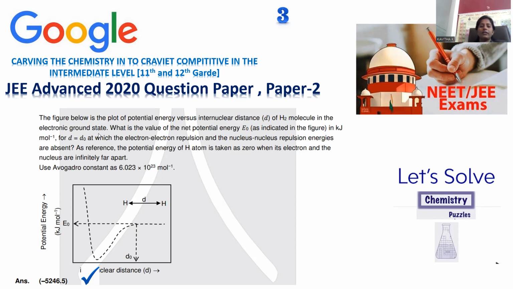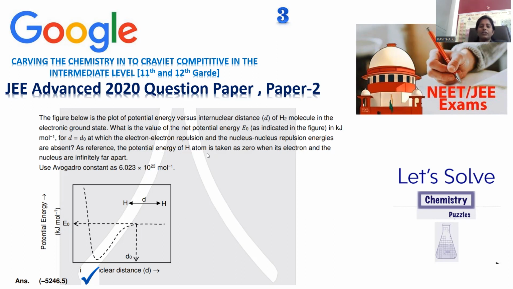In the electronic ground state, what is the value of net potential energy E naught indicated in the figure, in kilojoules per mole? D is equal to D naught, at which electron repulsion and nuclear repulsion energies are absent. Whenever electron repulsions and nuclear repulsions are minimized, all are absent, so we can say D is equal to D naught. It is a condition where all the repulsive forces are minimized.